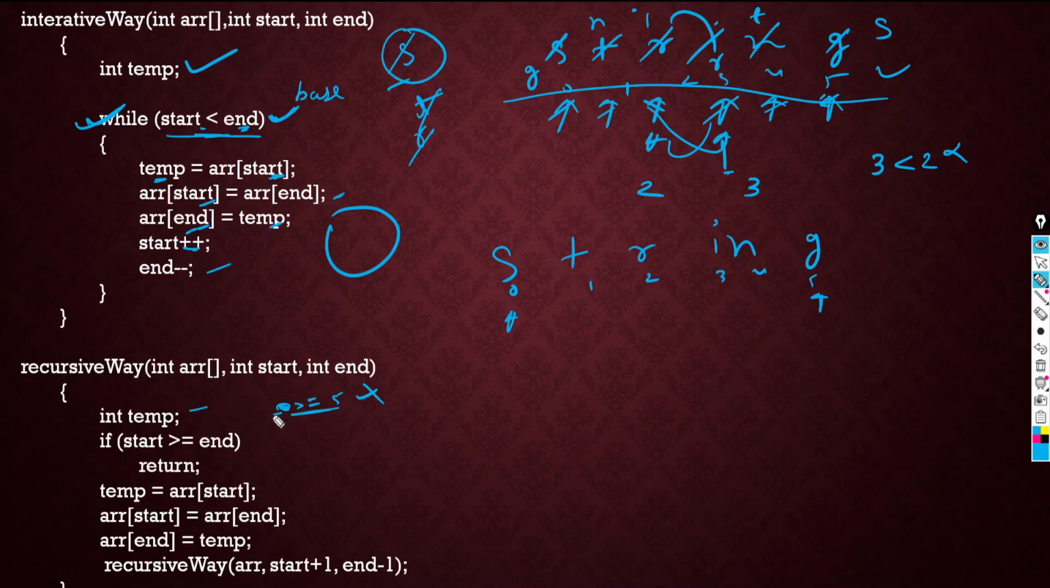The start value should be greater than the end value; then only your base condition will pass. And if your base condition passes, then you have to return. Otherwise, you have to follow this swapping technique. And then if your swapping is done, pass the new values with the same array to this method again. This is the recursive way. This was all about the recursion.